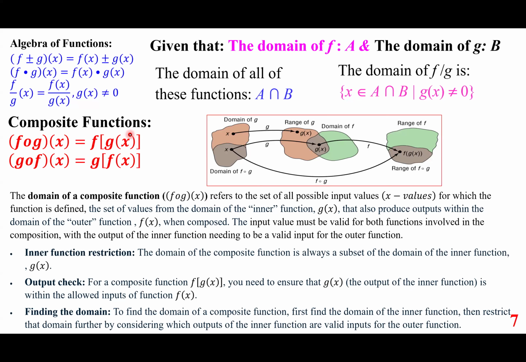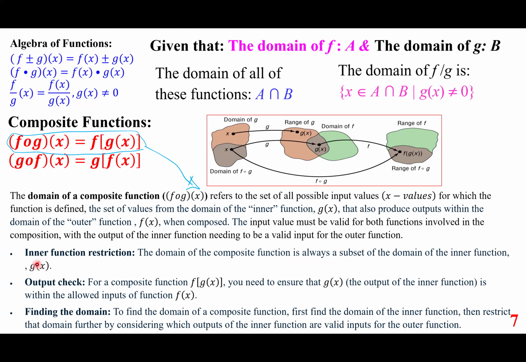So in this case, the inner function g of x, so let's make sure we are looking at this for now, that also produce outputs within the domain of the outer function f of x. When composed, the input value must be valid for both functions involved in the composition, with the output of the inner function needing to be valid input for the outer function. In other words, inner function restriction. The domain of the composite function is always a subset of the domain of the inner function.